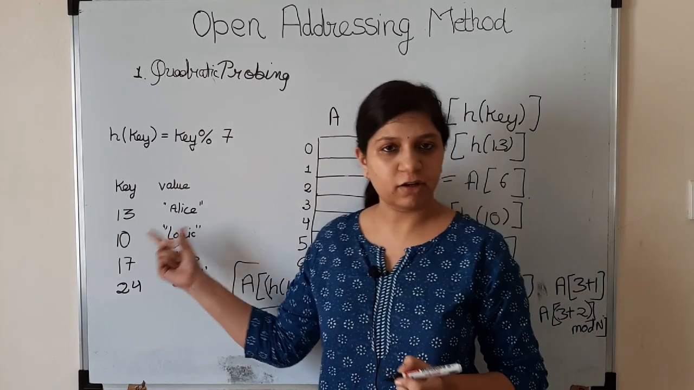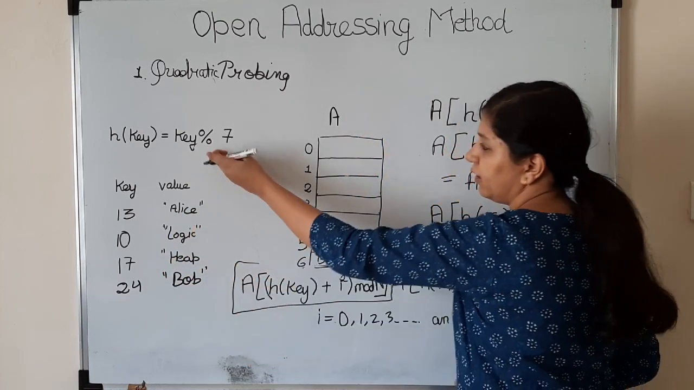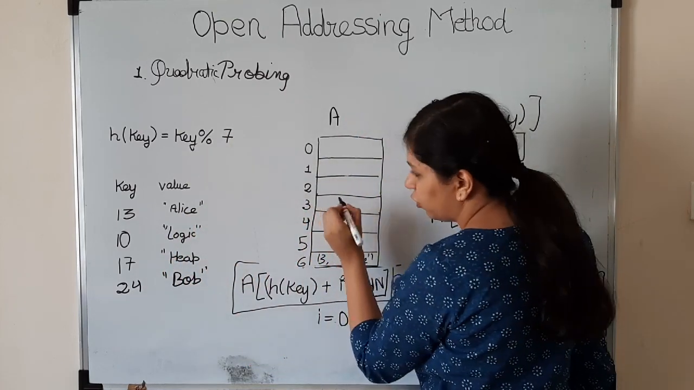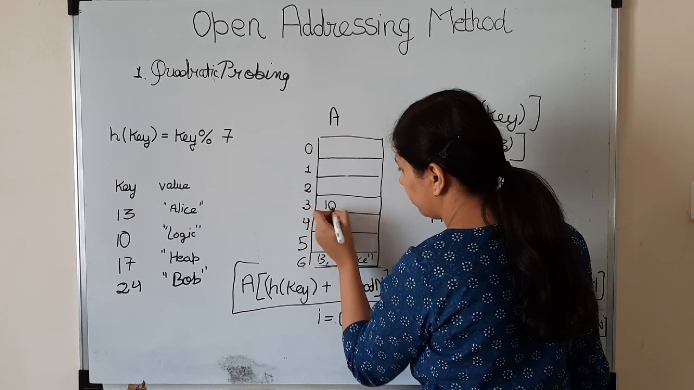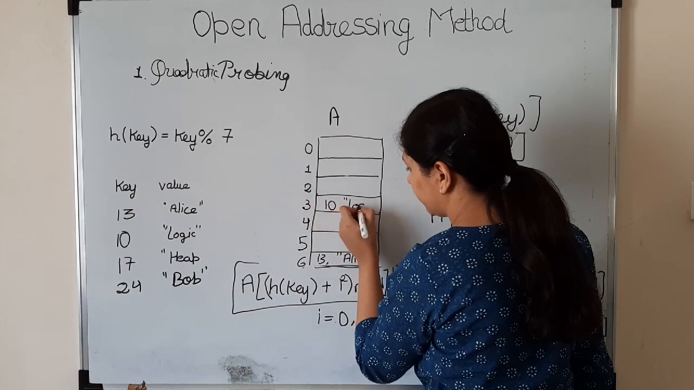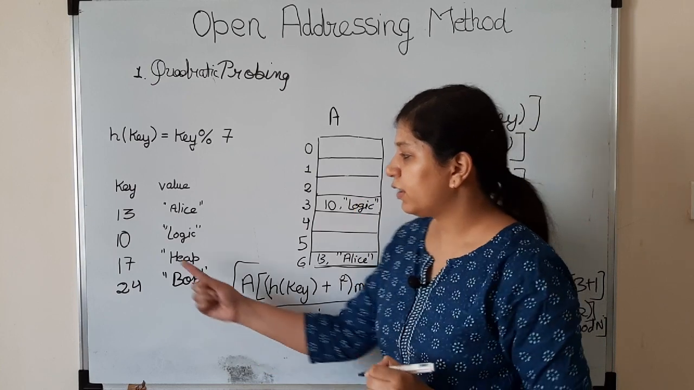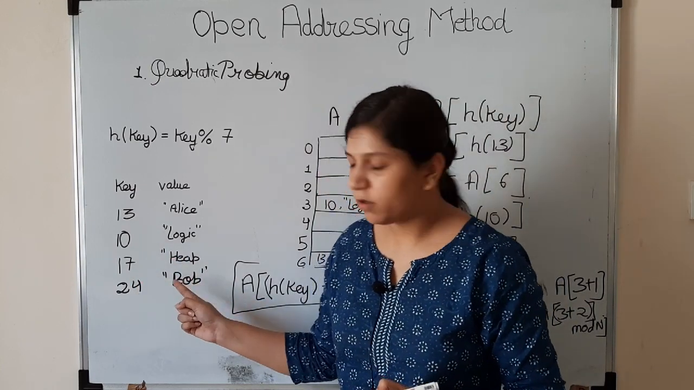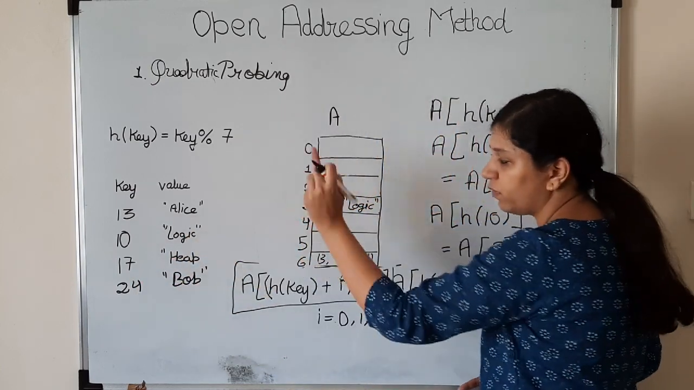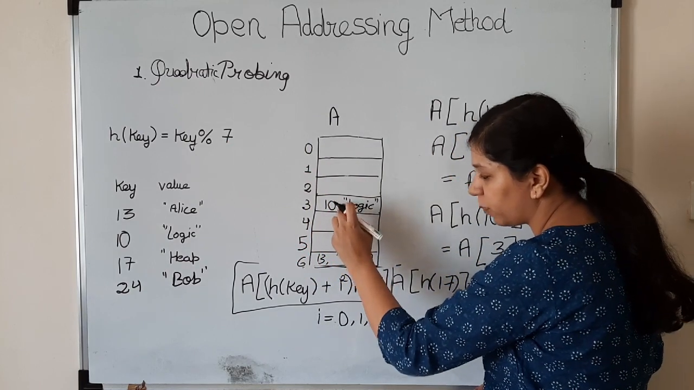Then you have 10 logic. So 10 modulo 7 is 3. You'll put it here. Then comes 17 heap. So 17 modulo 7 is 3. You will come here. This is already occupied.